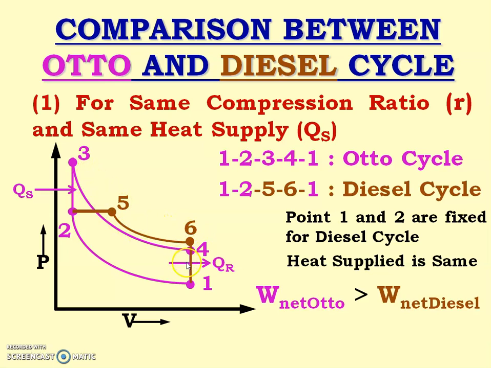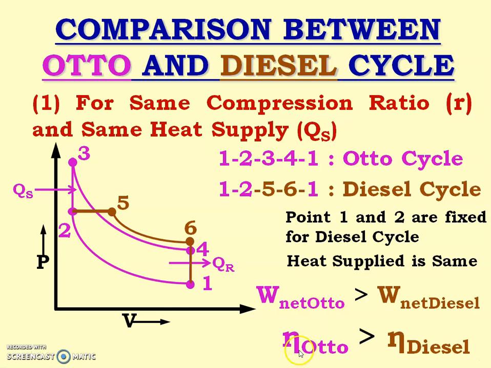Work done. Work done means what? Area under the PV diagram. So area under the PV diagram of which cycle is more? So the area under the PV diagram for the Otto cycle is more than the area under the PV diagram for the diesel cycle. It means net work for the Otto cycle is more than the net work for the diesel cycle. And therefore, efficiency of the Otto cycle is greater than efficiency of the diesel cycle.